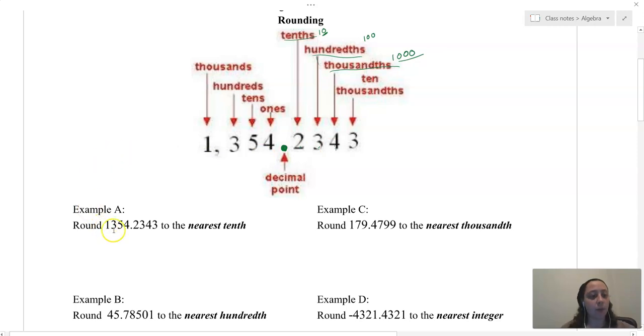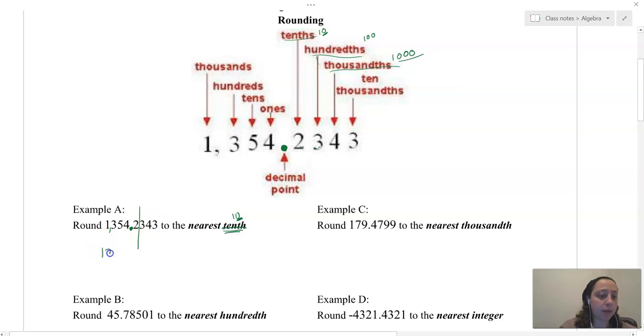Round 1,354.2343 to the nearest tenth. So if I see tenth, that means I have to go one number, because we have 1 zero in 10, after the decimal. Here's my decimal. The next number, I'm going to cut it off at 2.